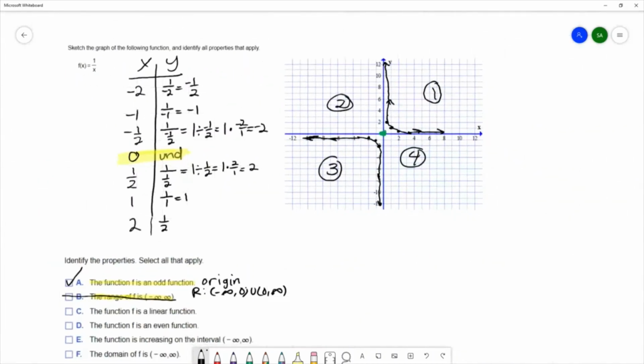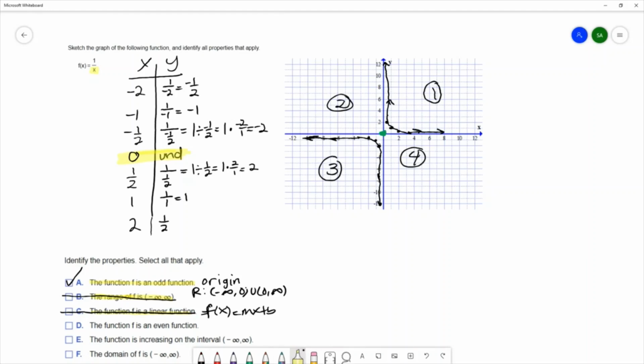The next property says the function is a linear function. For the function to be linear, we need the function to be in the form f of x equals mx plus b. Because our variable in this function is in the denominator, that makes it a rational function instead of a linear function. And so we would not select that property.